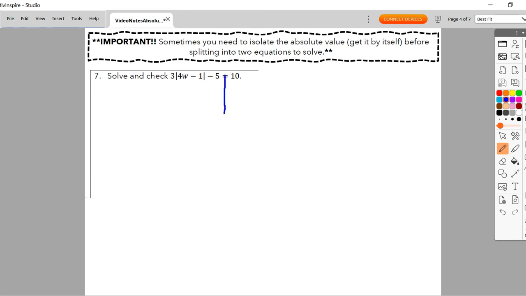The first one we'll have to do is the subtraction of 5 because it's not directly attached. It can be easily moved by adding 5 to each side. It cancels out on the left, and we have 15 on the right. I'll bring down everything else I have left on the left side here. Now what's directly attached to the absolute value is the 3 that's multiplied in front of it. So dividing each side by 3, since the opposite of multiplication is division, gets my absolute value finally by itself, equal to 5. Remember, this is when I now split into the two equations.